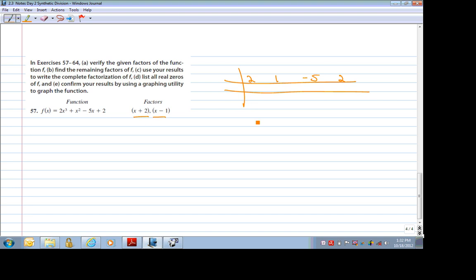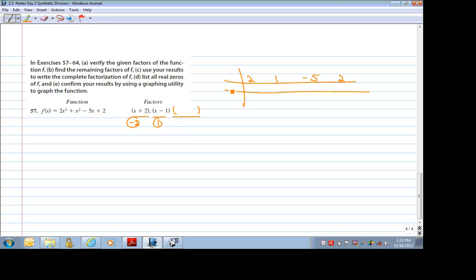Now, here's the deal. This is the factor, so we're going to divide by -2. And we're going to divide by +1. In a minute, we're going to have 3 factors. So we're going to have another factor and another solution. Okay, we're going to find that.